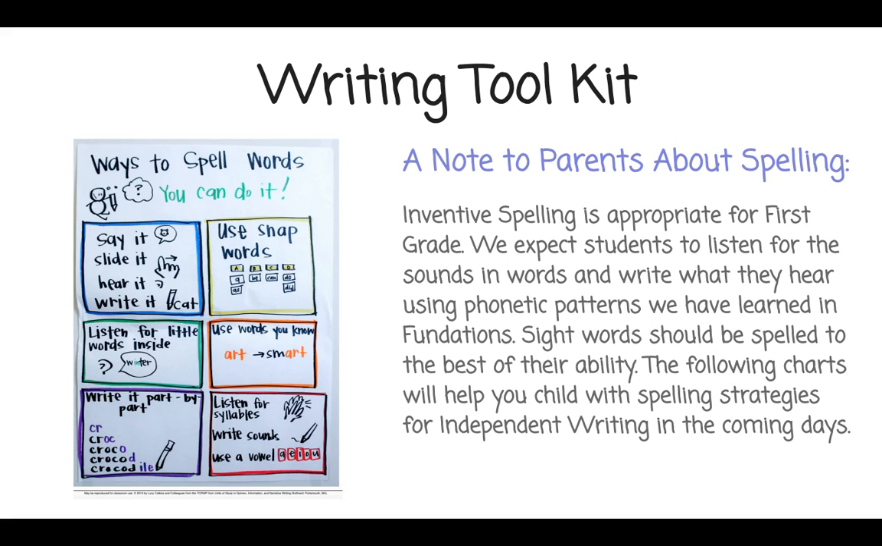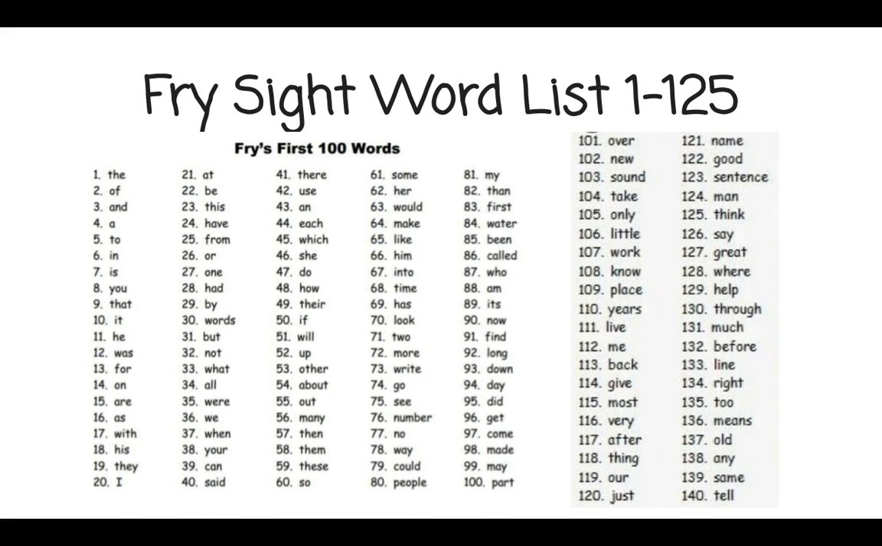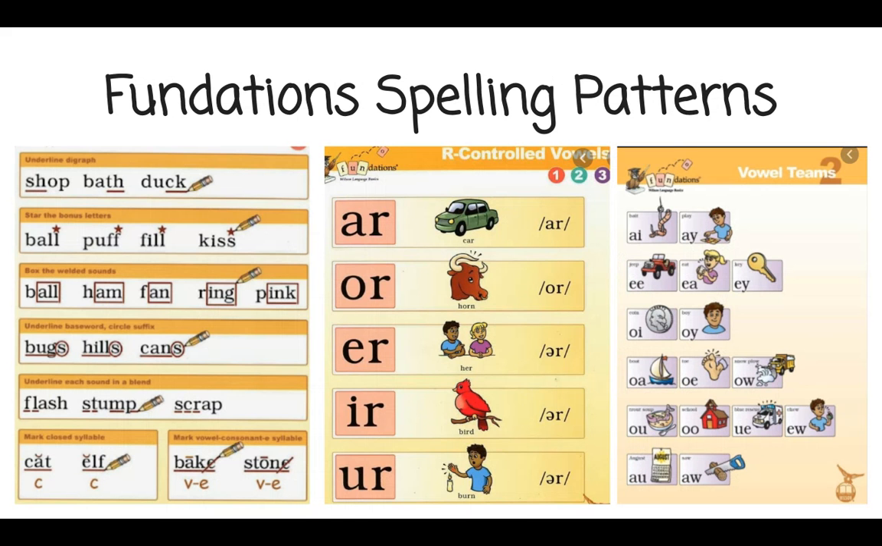When it comes to sight words, these need to be spelled to the best of their ability. Since we have learned 125 words in first grade so far, those are words that they should be able to spell by now. They're words that they need to know in a snap. Their sight words are not words that they can tap out on their fingers. They can't be sounded out and aren't phonetically correct. So in the next slides, I provided a Fry sight word list for the first 125 words. And then I also have a foundation spelling patterns chart.